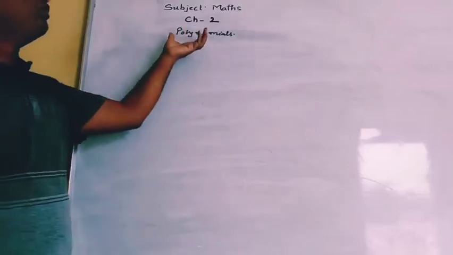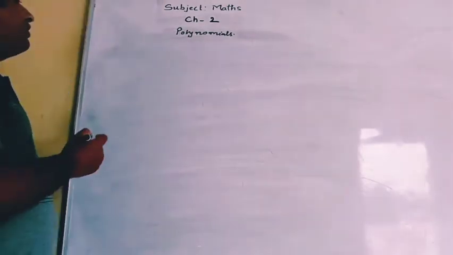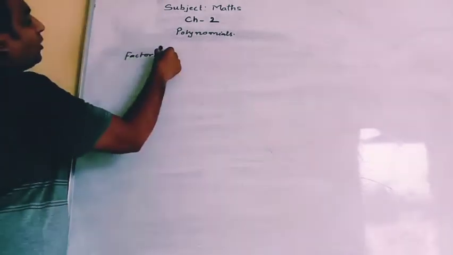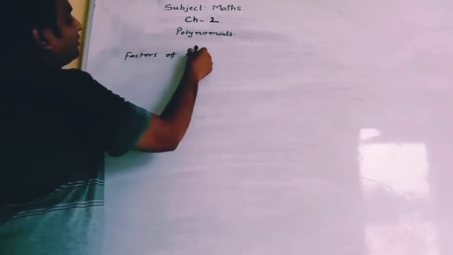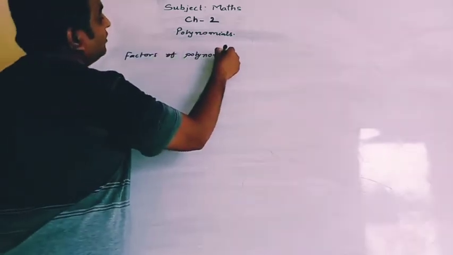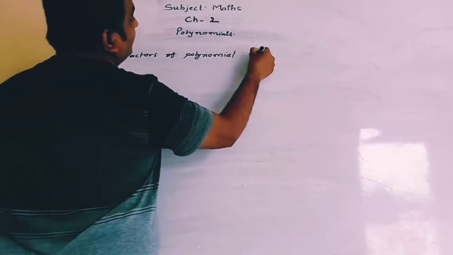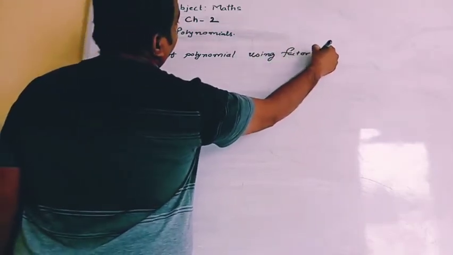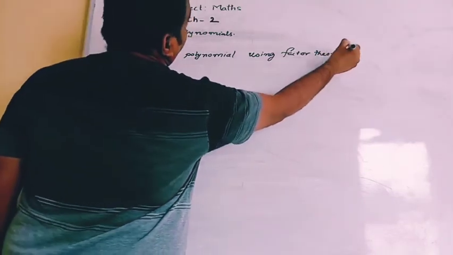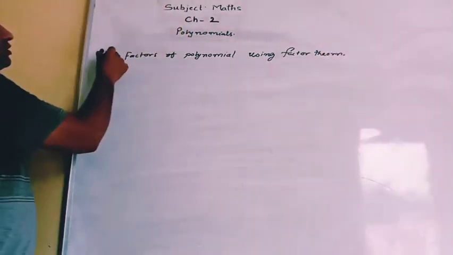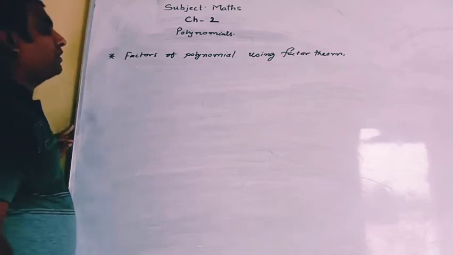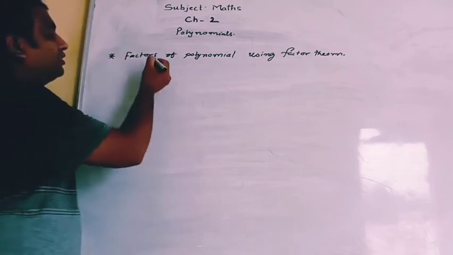In Maths Chapter 2, Polynomials, today we will study the factors of a polynomial using the factor theorem. So here we want to find the factors of a polynomial using the factor theorem.